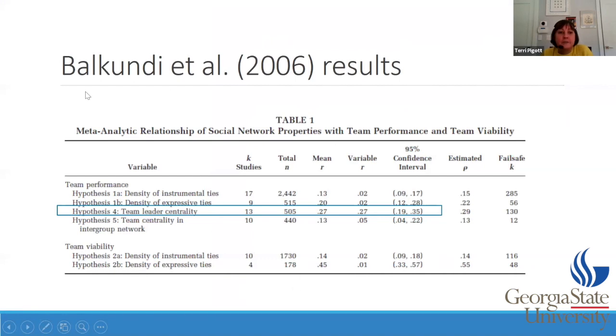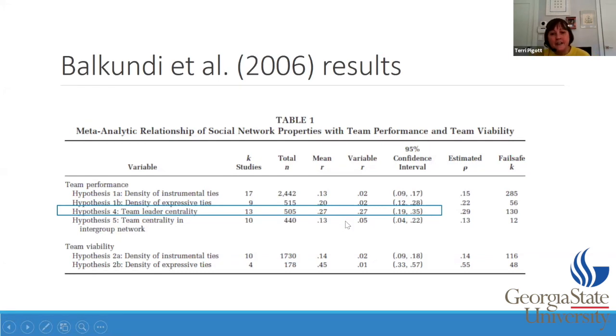So let's look at the results that Balkundi did get. I'm sorry if this is a little small, but I've highlighted just that fourth hypothesis in the paper about the centrality of the team leader. What we have in this line is the results for the mean correlation between the centrality of the team leader and the team performance. There were 13 studies in that meta-analysis that had an estimate of team leader centrality and team performance. That represented 505 total people within all 13 of those studies. And we see here that they got a mean correlation of 0.25 and a 95% confidence interval that ranged from 0.19 to 0.35.